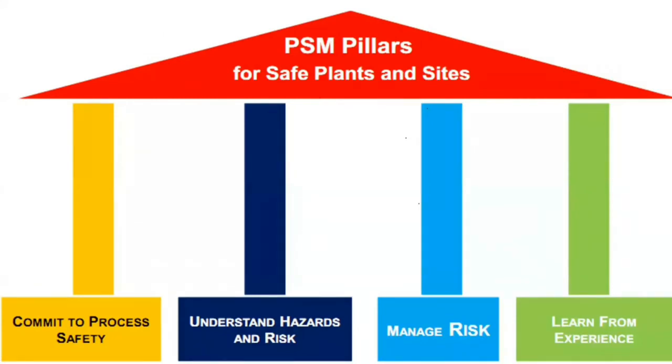As you see in this figure, there are four pillars for a safe plant and site and for process safety management, which consist of commitment to process safety, understand hazards and risk, manage risk, and learn from experience. Learn from experience, learn from incidents, gain experience to prevent the accident from repeating again in your plant.